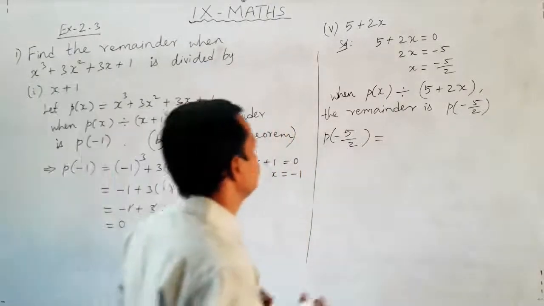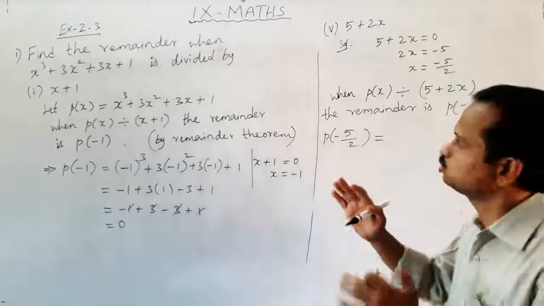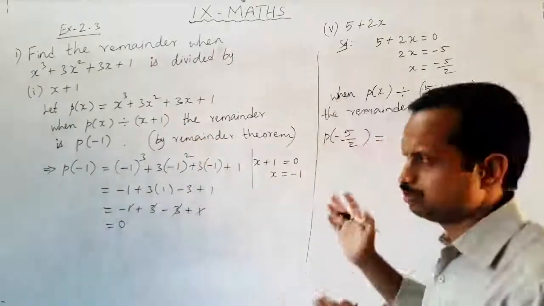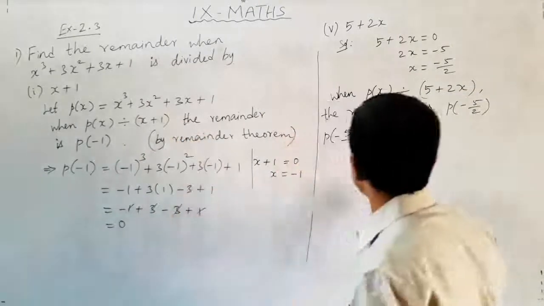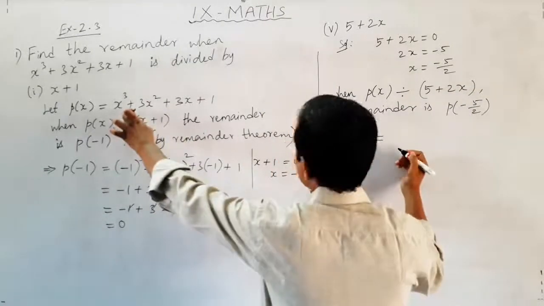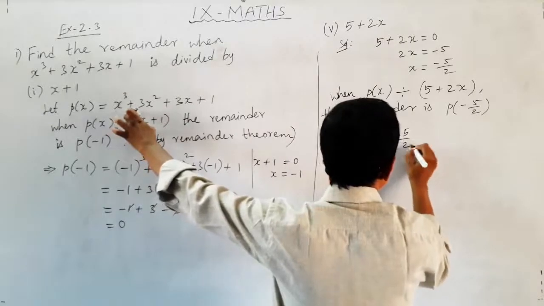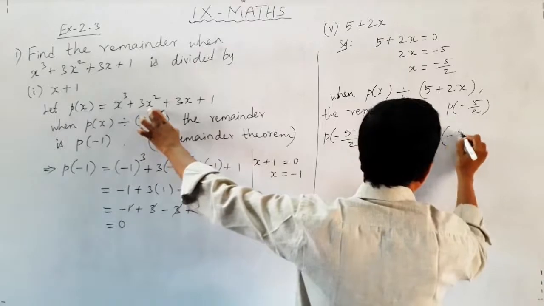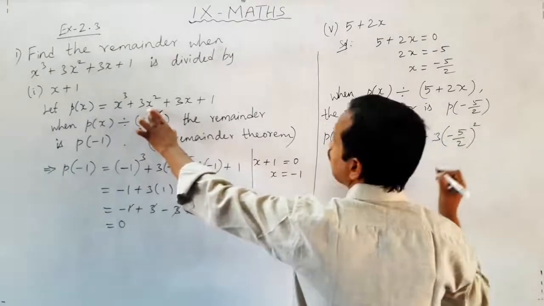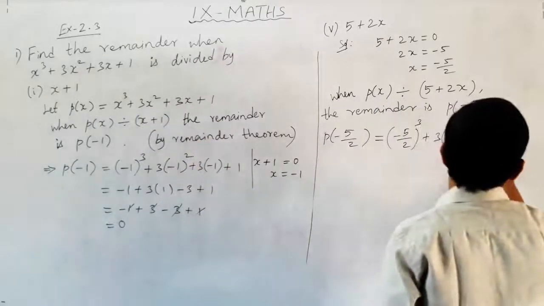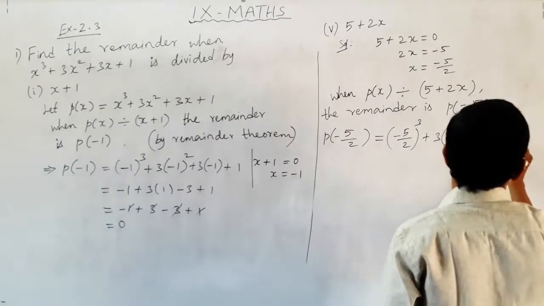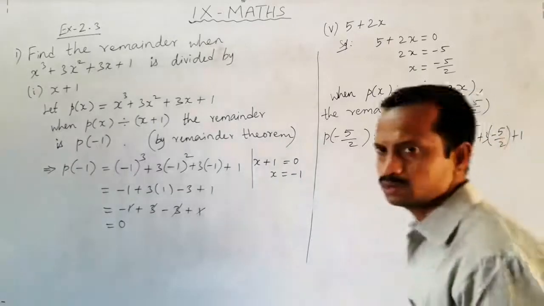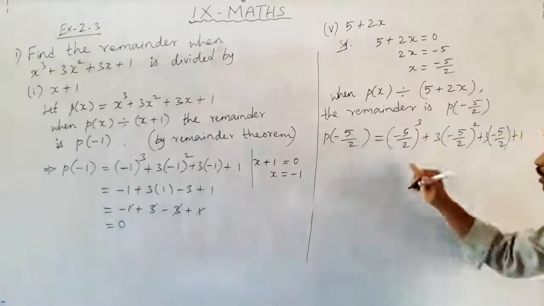What is there? Here the same problem. So here I will take p of x. If it is separate, we have to write like this. So p of x, instead of x put minus 5 by 2, here minus 5 by 2 whole cube, and then plus 3x square, 3 into minus 5 by 2 whole square, and then plus 3x, so plus 3 into minus 5 by 2, and then plus 1 is there. Plus 1.